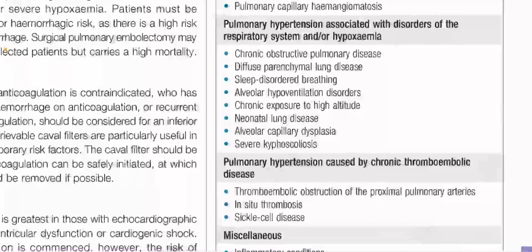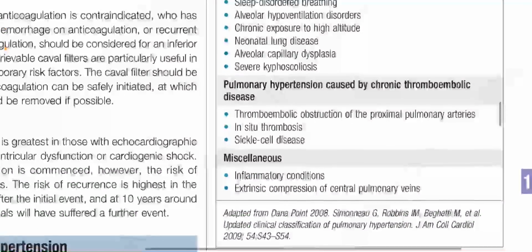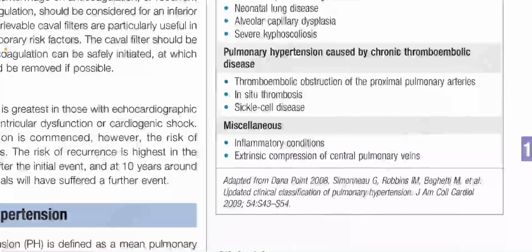Among the causes of pulmonary hypertension caused by chronic thromboembolic disease are thromboembolic obstruction of the proximal pulmonary arteries, in situ thrombosis, sickle cell disease. Among the miscellaneous causes are inflammatory conditions and extrinsic compression of central pulmonary veins.